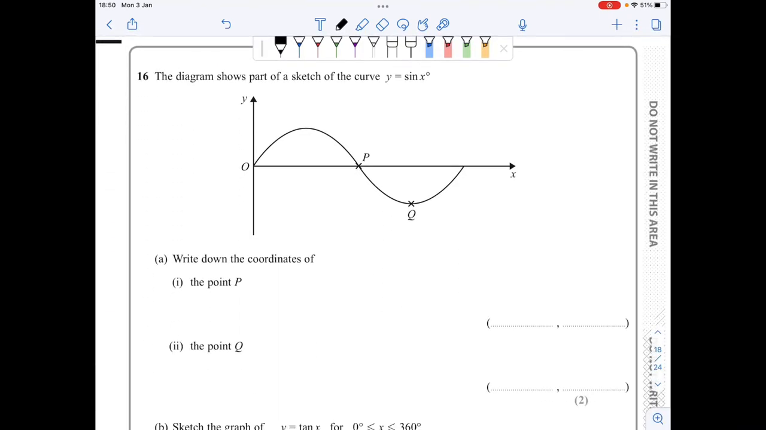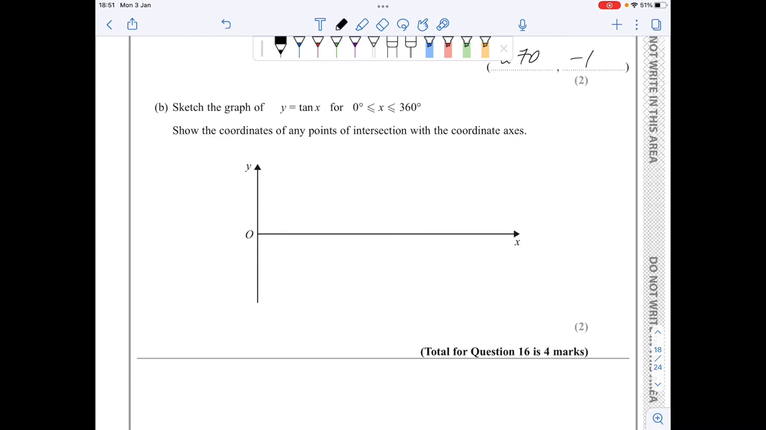For part A of this question, I have the sine graph. I should know where it cuts the x-axis and where it has its maximum and minimum. So at point P, I have 180, 0, and at point Q, it's my first minimum, it's 270, -1.